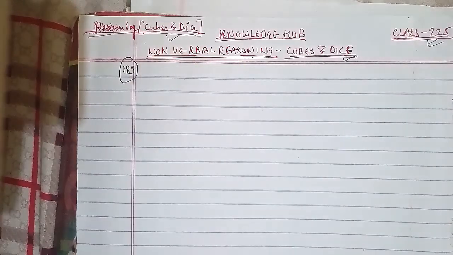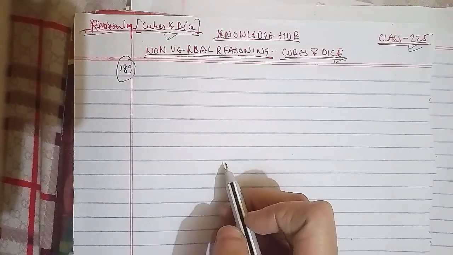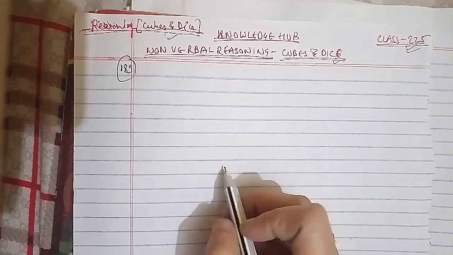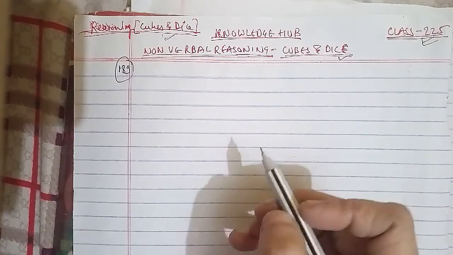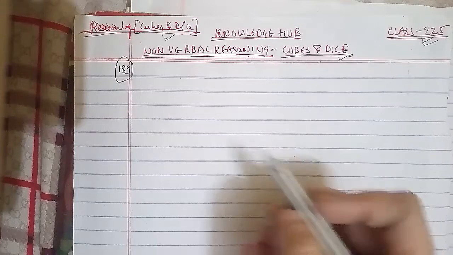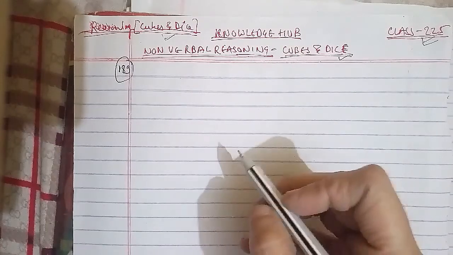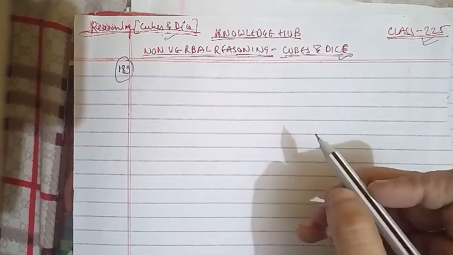The question asked here is: in a dice, A, B, C and D are written on the adjacent faces in a clockwise order, and E and F at the top and bottom. When C is at the top, what will be at the bottom here? That is important, because this was asked in the assistant grade question paper as well. So we'll go ahead with it.